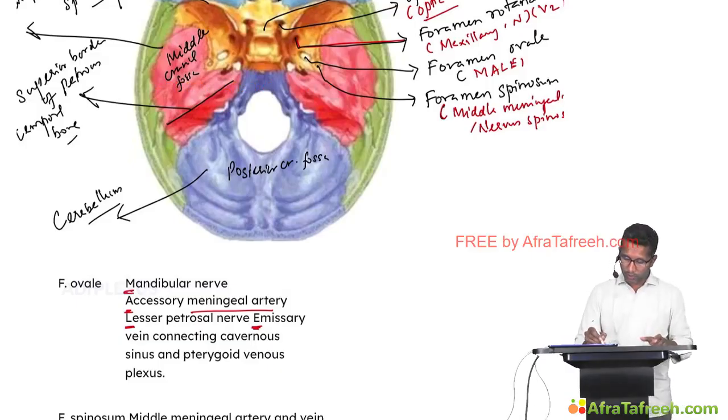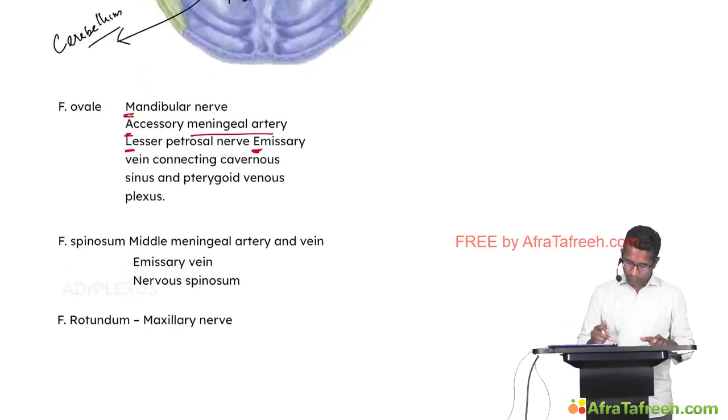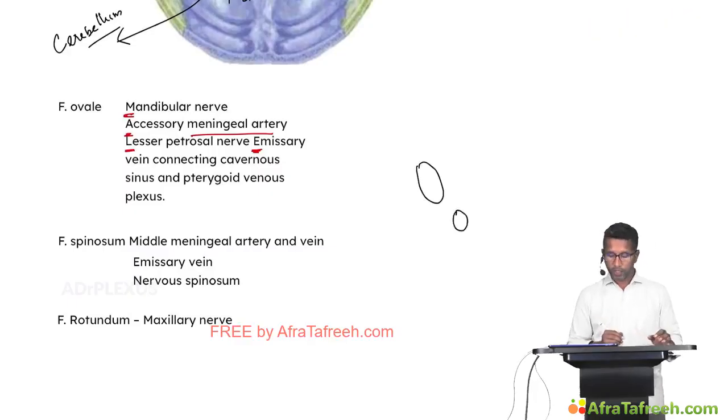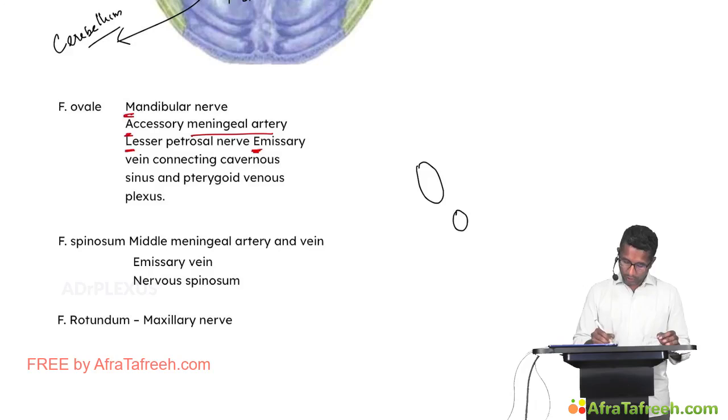They lie very close to each other. If you see here, one is the foramen ovale, another one is the foramen spinosum. You have an important structure running through the foramen ovale, that is the mandibular nerve.